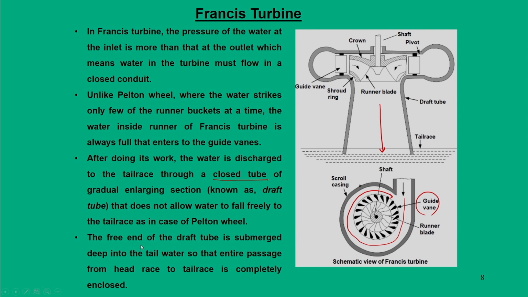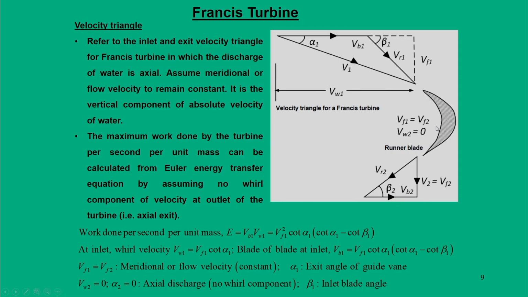Now, the free end of the draft tube, which is the discharge passage of water, is submerged deep into the tail race, so that the water does not see any kind of atmospheric pressure in its path. Now, let us try to understand how energy is harnessed from the water by looking at the velocity triangles that are drawn for a Francis turbine.